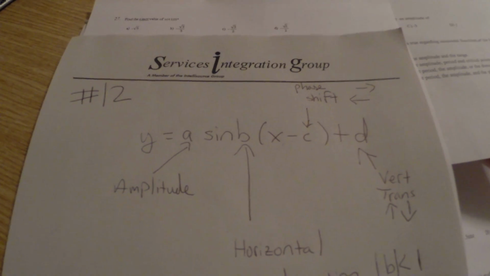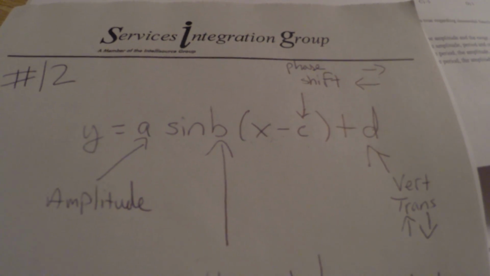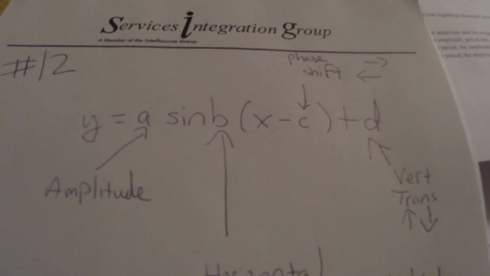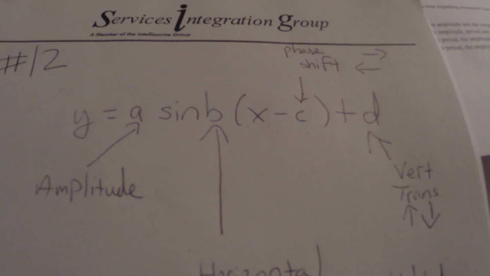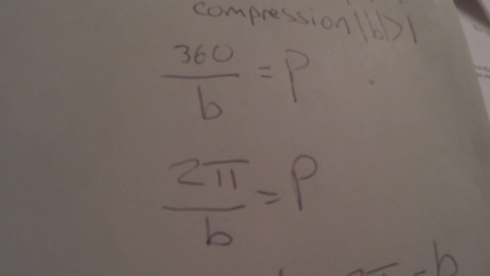If you recall our formula to our equation that we use to deal with these problems, it's y equals a sine b quantity x minus c plus d. What I'm concerned with is the b value, because the b value, if we look down here, is used to find the period. It's 360 divided by b equals the period, or 2 pi over b equals the period.